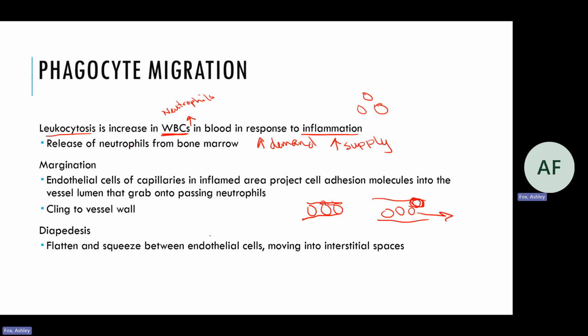Diapedesis is when these white blood cells, speaking of neutrophils, are going to all of a sudden squish and flatten to squeeze between the endothelial cells. So we'll have the endothelial cells. They're not tight junctions. There is some space in between them, a little bit continuous. And so then the white blood cell or the neutrophil is going to just squeeze itself out and then go into the interstitial space, going into the tissues.